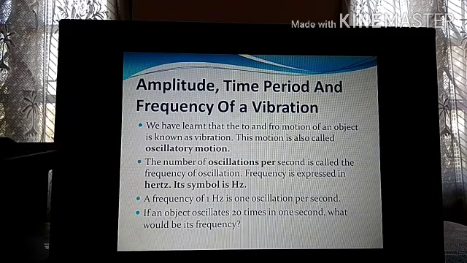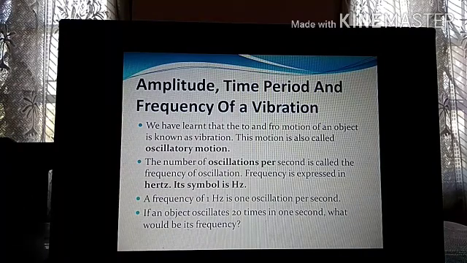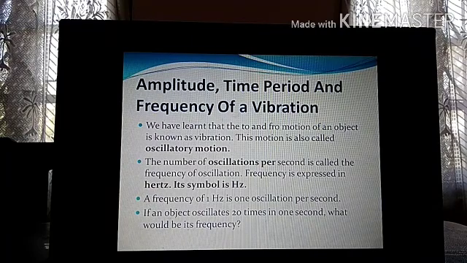The number of oscillations per second is called frequency of oscillation. Frequency is expressed in hertz. Its symbol is Hz. The number of oscillations per second means in 1 second, how many times the pendulum oscillates. Per second means in 1 second. That is called frequency of oscillation and it is expressed in hertz. Its symbol is Hz.